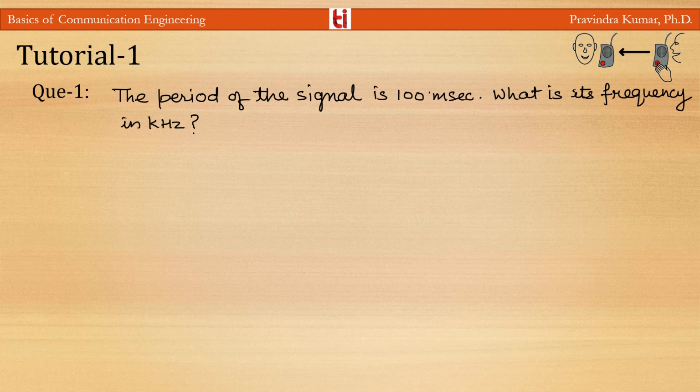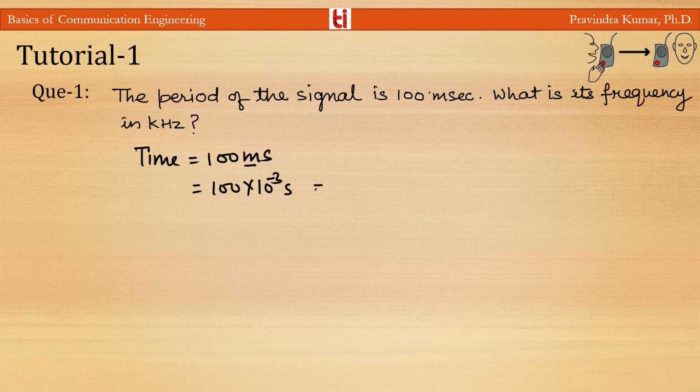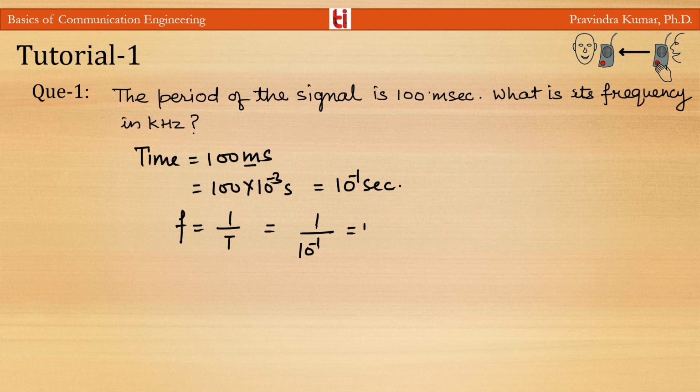Here, given that the time is 100 millisecond, or 100 into 10 to the power minus 3 second, which I can write as 10 to the power minus 1 second. The relation between frequency and time period is frequency equals 1 by time period, and here the time is 10 to the power minus 1, so the frequency is 10 hertz.